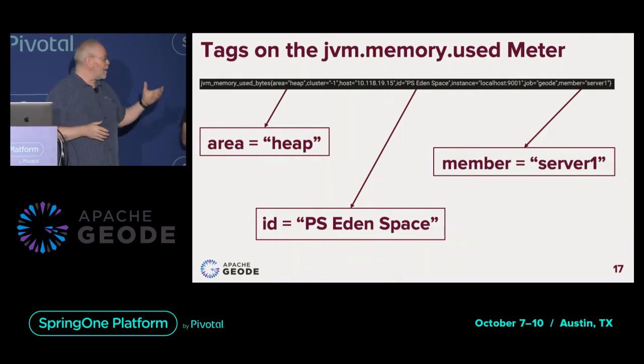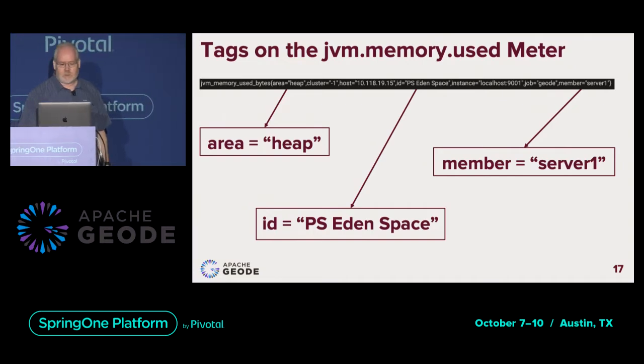And other meters are measuring other spaces in the heap, and others are measuring other spaces within non-heap, and other meters are measuring on the locator and on the other servers. And that's why there are 24 meters.